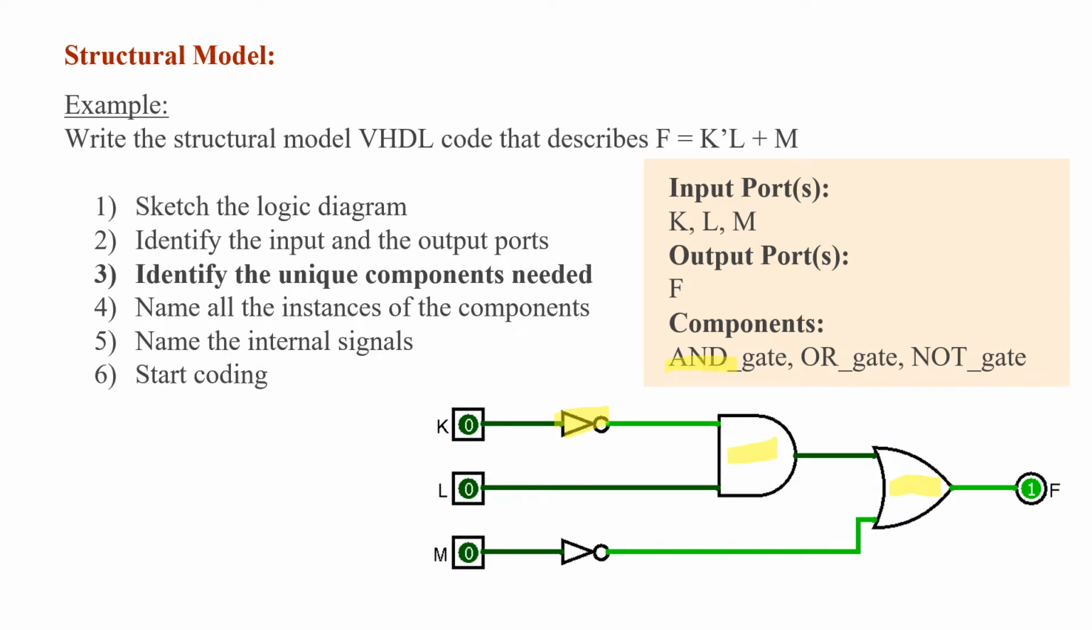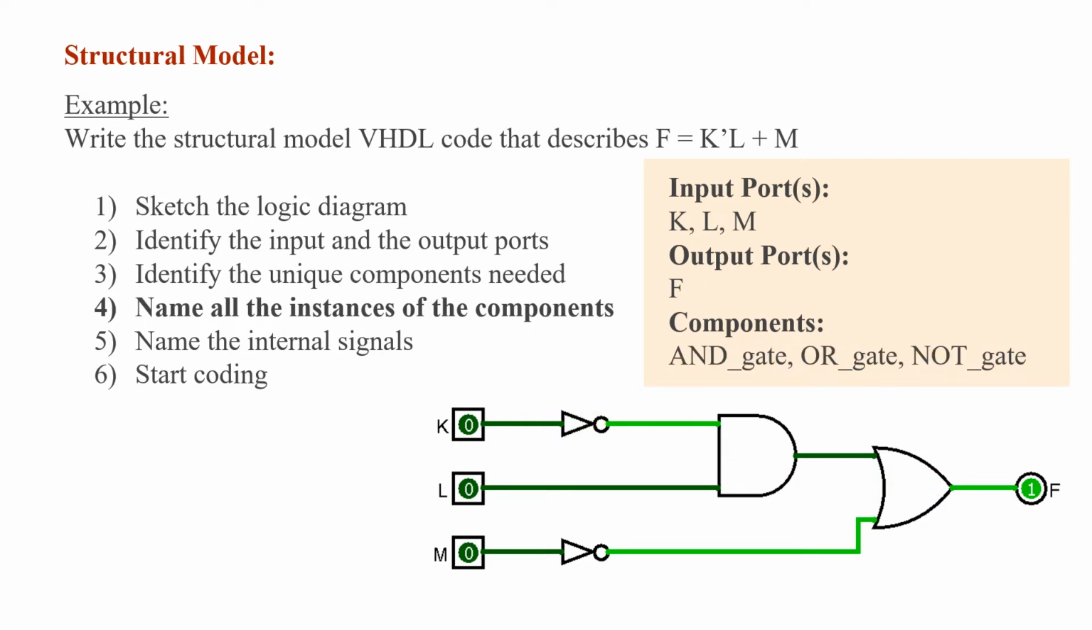Notice how these are actually acceptable or valid VHDL entity names. So this component name will be first defined as an entity in a separate file, and then we'll need one additional file for our structural model. So before we start with our structural model, we'll assume that these entities are already defined. If not, we'll have to define them ourselves.